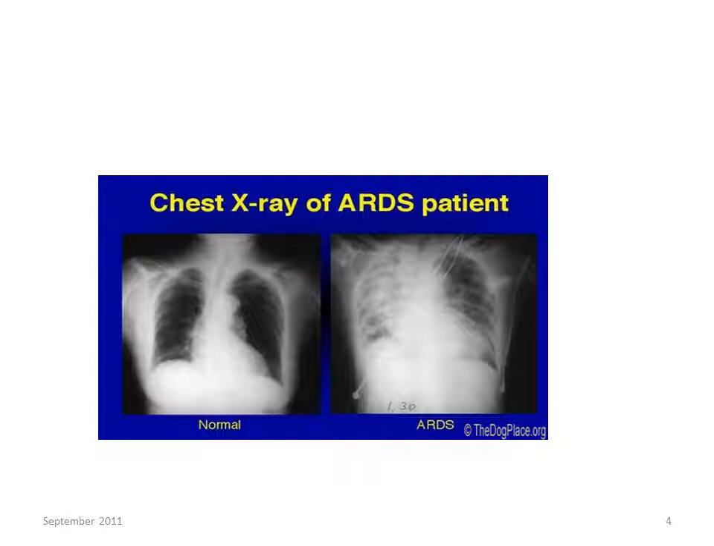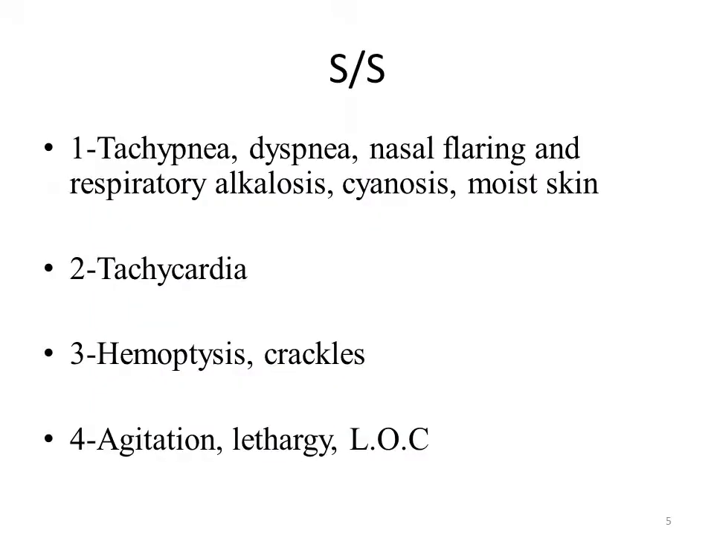In the normal X-ray, the edge of the heart, the edge of the clavicle, and the edge of the diaphragm appear, while in the picture of ARDS there are no interstitial markings, just a whitish area with bilateral infiltrates appearing on both lungs. The signs and symptoms for a patient with ARDS include tachypnea, dyspnea, nasal flaring, respiratory alkalosis, cyanosis, moist skin, tachycardia to compensate for decreased oxygen supply, hemoptysis, crackles, agitation, lethargy, and decreased level of consciousness because the oxygen supply to the brain may decrease.